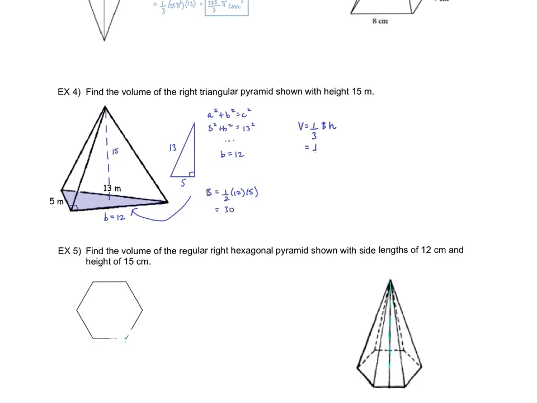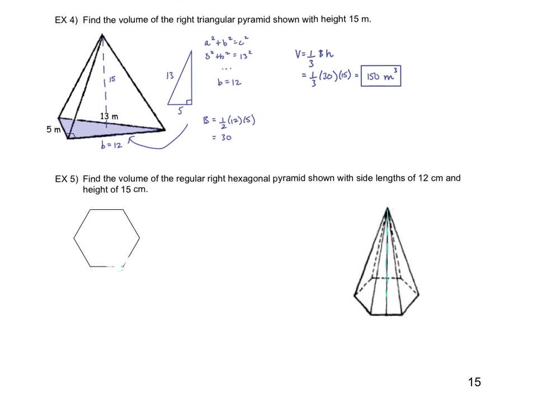So now when we're plugging it back into our formula, we have 1/3 times 30 times our height of 15. So when we put that all together, we get 150 meters cubed as the volume of our right triangular pyramid. So this one actually wasn't so bad to do.